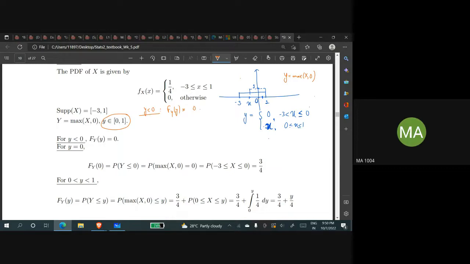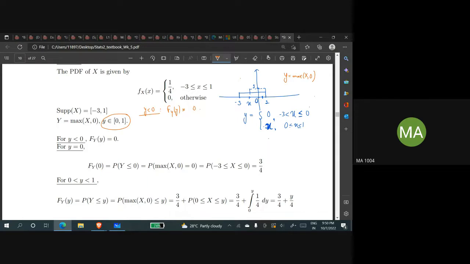No, but why are you taking it as -3 to -2? Y equals, again, the max. Even if you take y as defined as the maximum of x, 0, okay, got it. So this is for y less than 0.